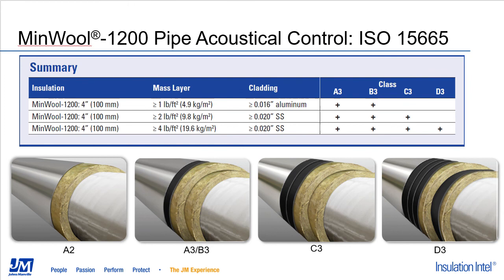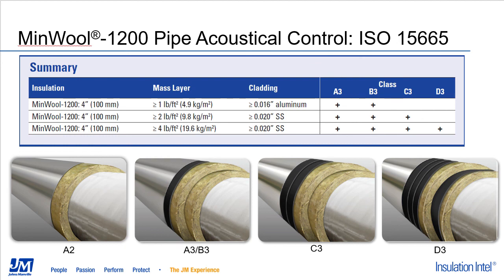For acoustics in an industrial application, the most widely adopted standard in the industrial sector is an international standard called ISO 15665. This standard defines 3 classes of acoustic performance systems, a Class A, Class B, and Class C. And then there is an additional Class D system that was developed by Shell Corporation. We do have configurations, as you can see from this chart and the pictures beneath it, that meet the requirements of each of these classes.